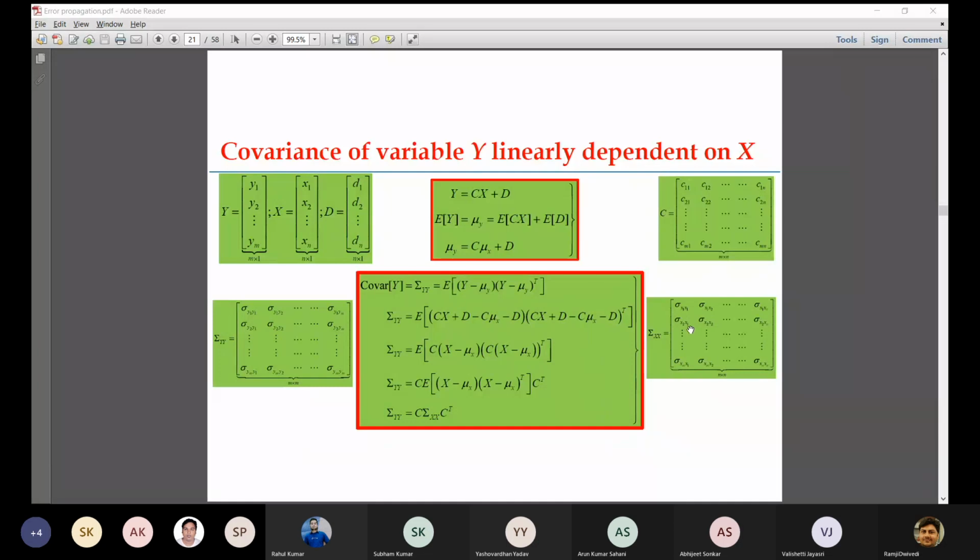For this particular case, I am saying both are uncorrelated. They are not correlated, so obviously the off-diagonal elements would become 0. So it would become only sigma x1 square and sigma x2 square. You write it down in place of sigma xx and you can multiply to get the solution, because you have the C or A, whatever you have, and you have the C transpose.